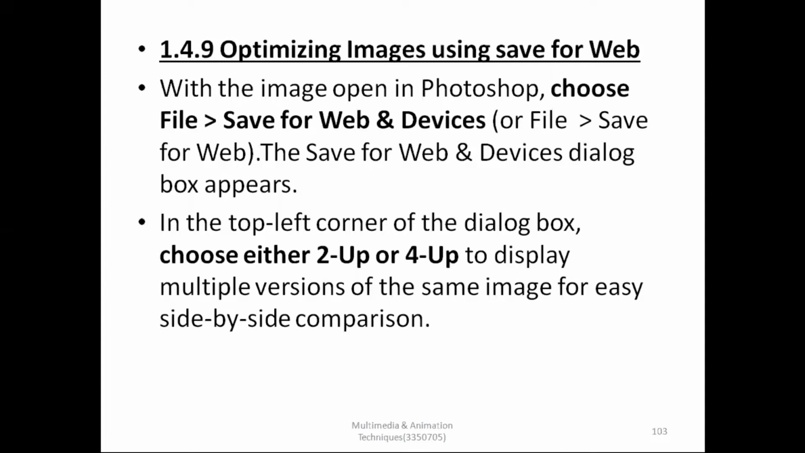Now see first how to save images for use on the web. First, see the theoretical points. With the image open in Photoshop, choose File, then go to Save for Web and Devices. There is an option in the File menu that you can use to save your image for web and devices.